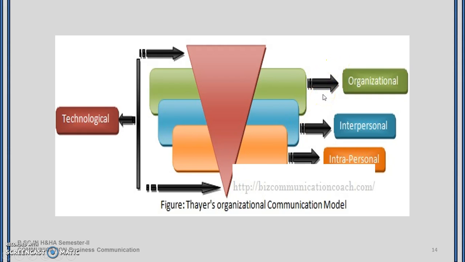Organization affects communication. Interpersonal skills of individuals working there affect communication, and intrapersonal, the individual himself or herself, affects the communication, and together all these three are combined such that the overall communication takes place inside an organization. And together technology also affects the communication. So basically, Thayer's organizational communication model tells how the communication is affected by the various elements of an organization, that is biological, psychological, social, as well as technological.